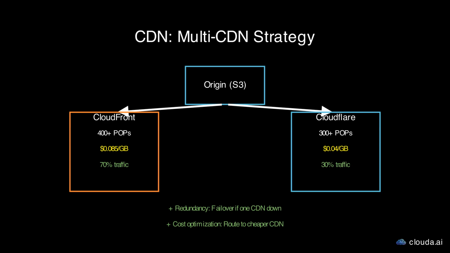Why not use only Cloudflare? Redundancy. If one CDN goes down, we automatically failover to the other using DNS-based routing. This ensures 99.99% availability. We also optimize cost by routing traffic based on region. In regions where Cloudflare has better coverage, we route there. In regions where CloudFront is cheaper due to AWS data transfer discounts, we route there. The multi-CDN approach adds complexity in routing logic and monitoring, but saves millions annually and provides redundancy.